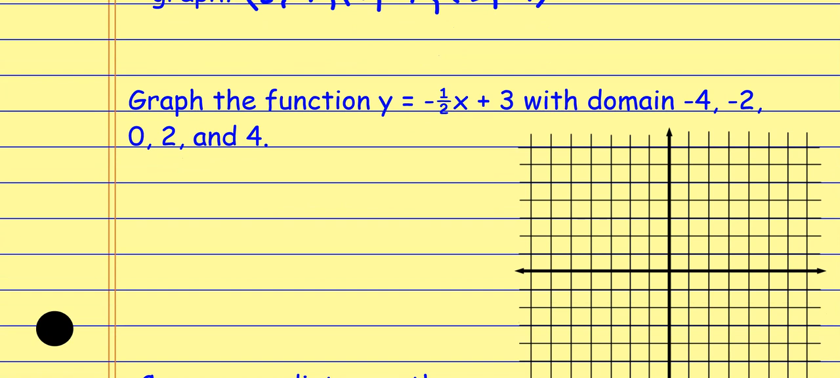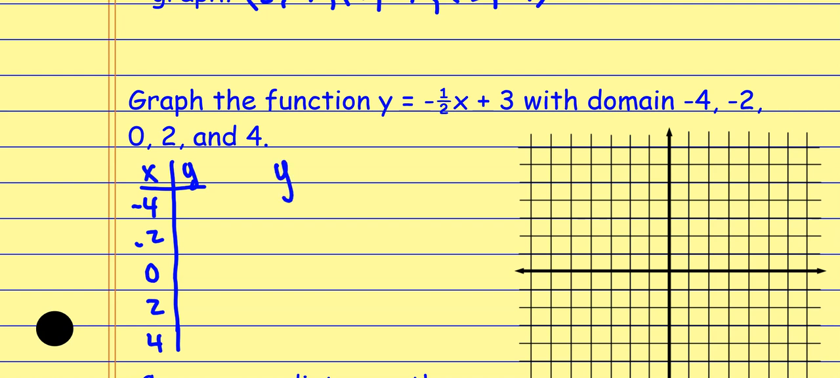Same thing here. Graph the function y equals -1/2 x plus 3 with domain of -4, -2, 0, 2, 4. So this time it told me what to plug in. So I'm going to do it in an XY chart. I'm going to plug them in. So -4, -2, 0, 2, and 4.